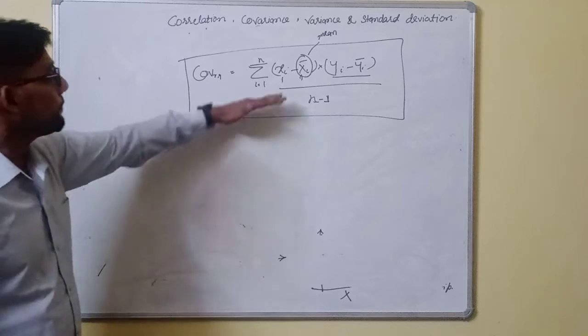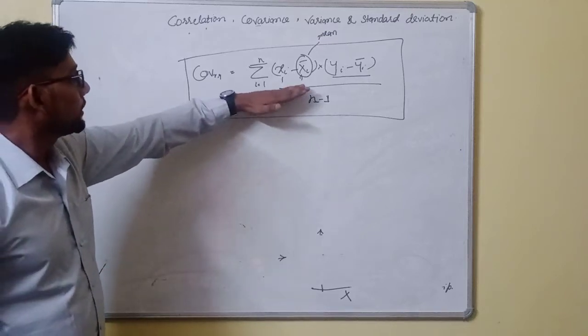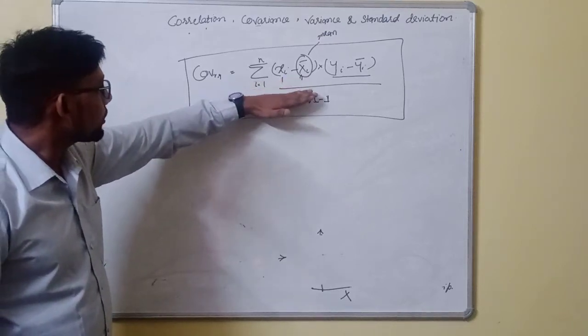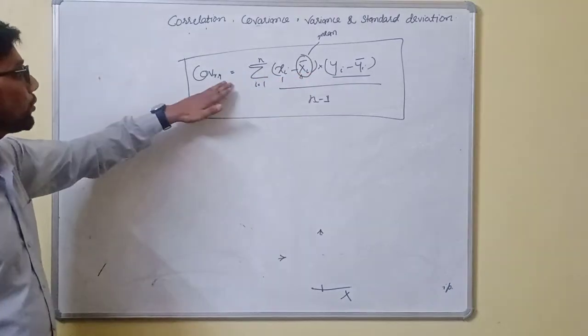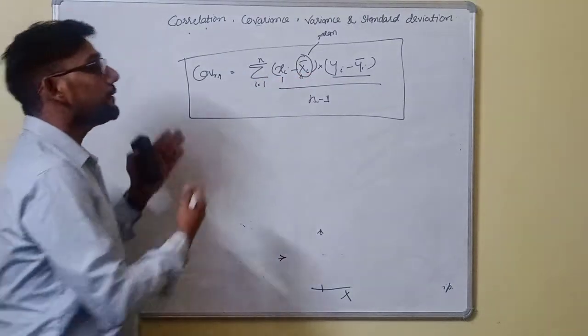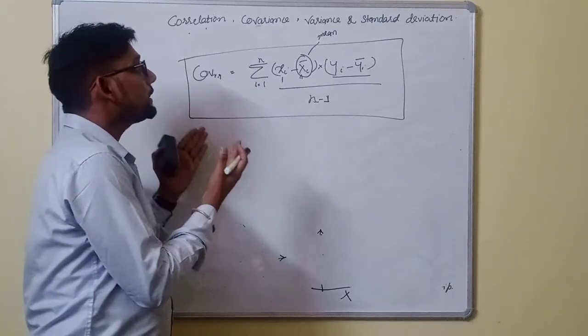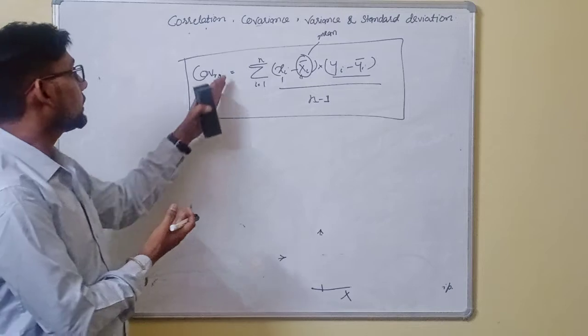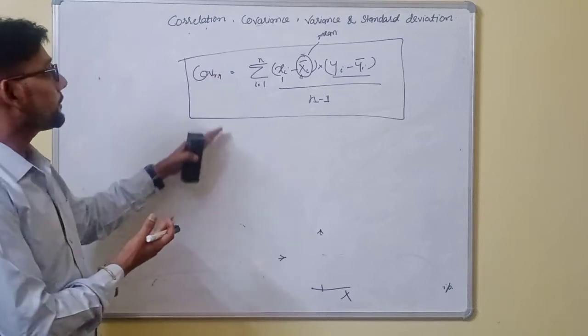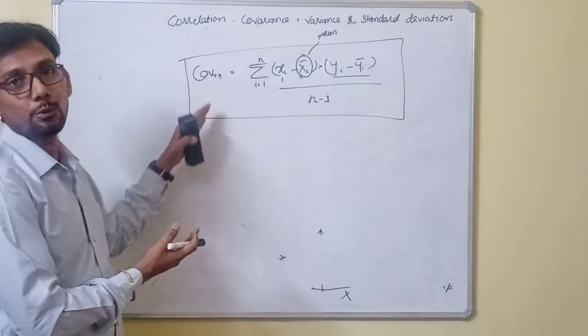It means the average of the point differences from the mean. This is called the covariance, right? And why do we use this? For measuring the relationship between the variables. It tells us whether the relationship is positive, negative, or no relation.